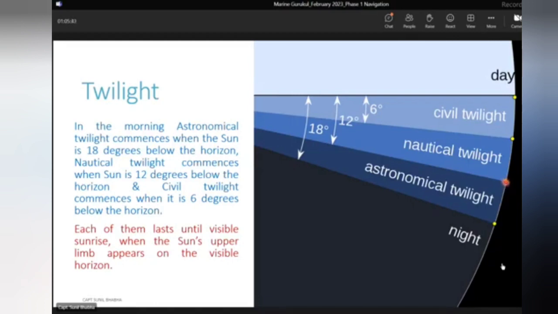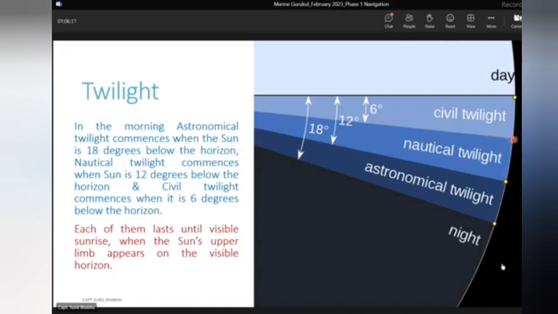Now, as the sun reaches about 12 degrees below the horizon, we have sufficient light with which the horizon can be clearly seen. And we know for the purpose of sight taking, we need to have the horizon as well as the body in our sight. So we can start our sight taking at this instant when the sun is 12 degrees below the horizon. And this suitable period continues up to the sun going 6 degrees below the horizon.